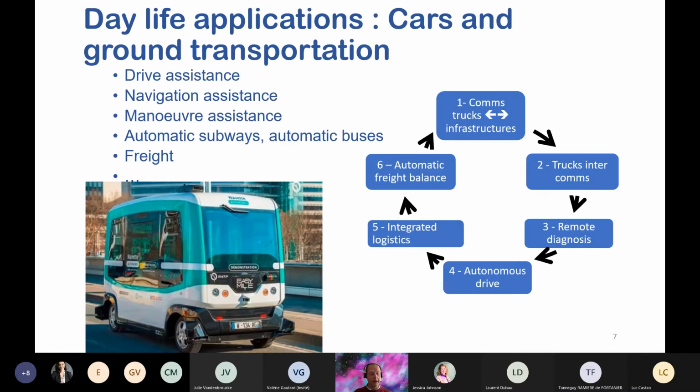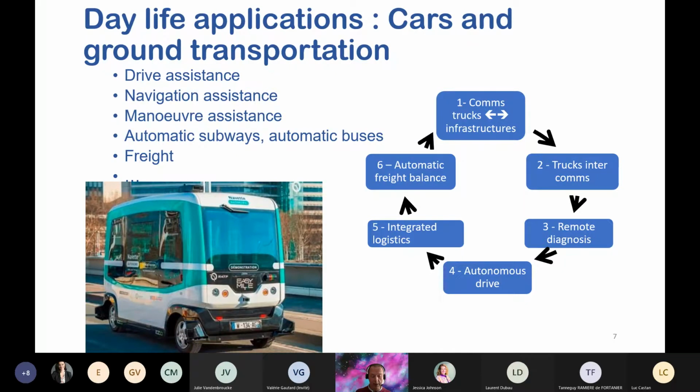Now let's go to daily life applications. You have probably heard of or even experienced yourselves car drive assistance, with the car following the lane correctly and avoiding other cars. Navigation assistance, for instance, Waze gives you a new track as soon as a traffic jam appears. Maneuvering assistance: the car can park alone, adapting itself to the environment. Automatic subways, automatic buses that can avoid people crossing.